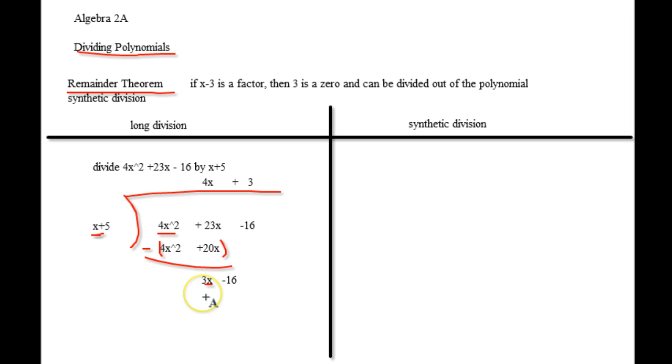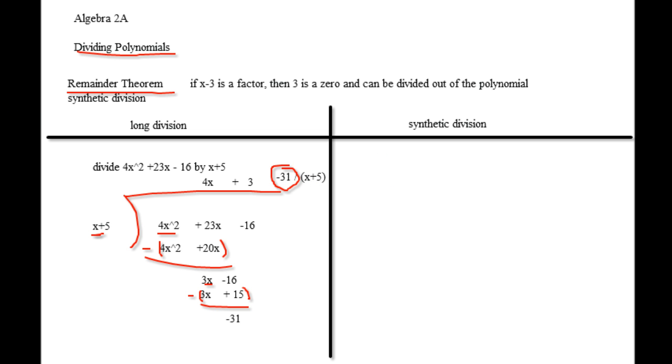So I multiply it, and I get 3x plus 15. Then once again I subtract both of these, and I get a negative 31. Now that negative 31 is going to be a remainder, so I write it as negative 31 divided by parentheses x plus 5. So I've successfully divided it. If it was a successful factor, I would get a remainder of 0. So that's pretty much what the remainder theorem is.